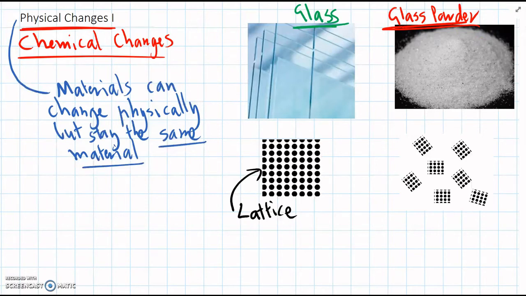And what we've done there is we've taken the big lattice that we started with and we've broken it up into small pieces that are still made of atoms, and they're still made of the same glass atoms themselves, the same glass molecules. All we've done is broken up the pieces.